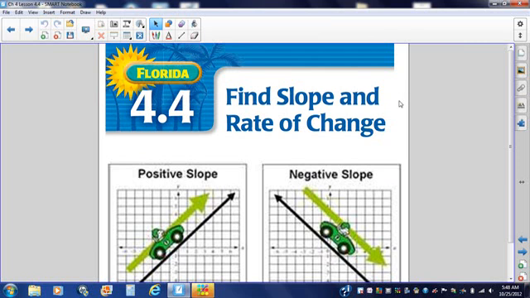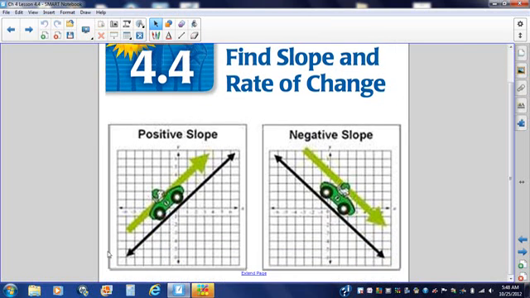Hello, Z-Peeps. Today's podcast is going to be on lesson 4.4, finding the slope and rate of change. So make yourself a note. Today's lesson is on 4.4, finding slope and rate of change.